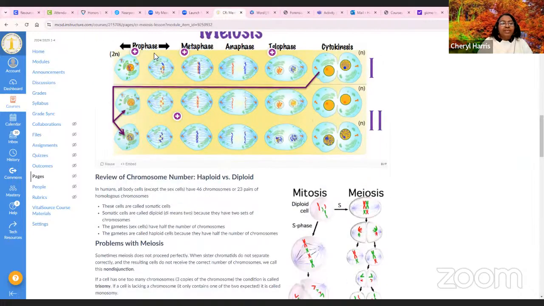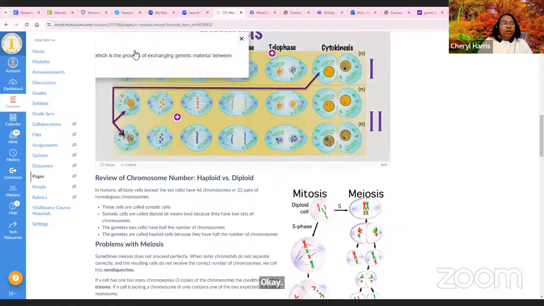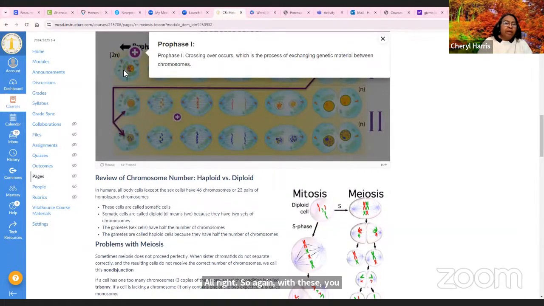All right. So again, with these, you can click on each of these and read what is happening in each one. So again, here they use the term crossing over, where they exchange genetic material. Now, this only happens in meiosis. Mitosis does not have the crossing over. With mitosis, in prophase the chromosomes are exactly like the cell that they started with. There is no crossing over. So there'll be questions that ask you, what are some differences between mitosis and meiosis? There is no crossing over in mitosis.